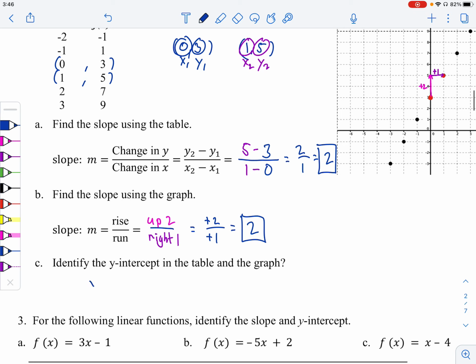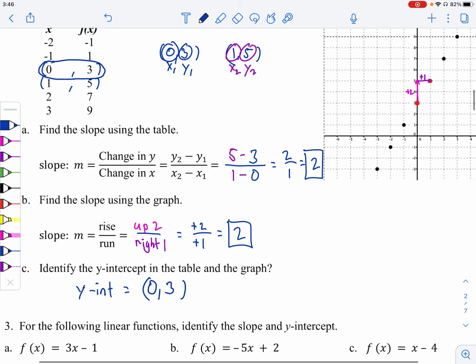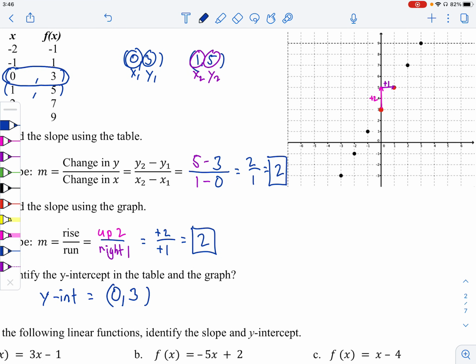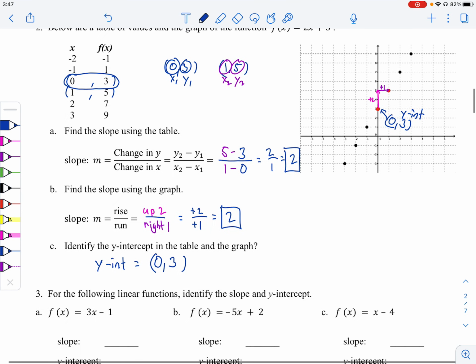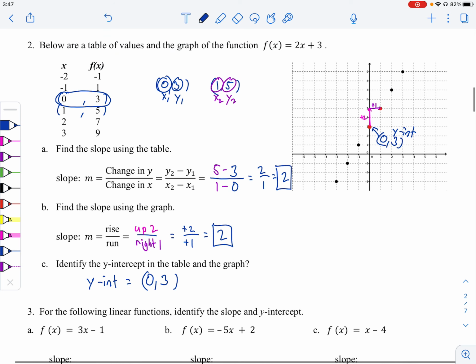Identify the y-intercept in the table and the graph. Our y-intercept is always the 0, 3. It starts with a 0. So 0, comma 3 is also right here. So 0, 3, our y-intercept. Right there. So there are many different ways.